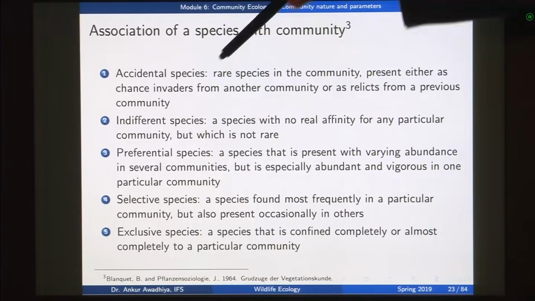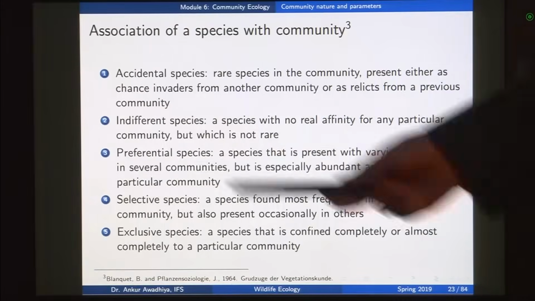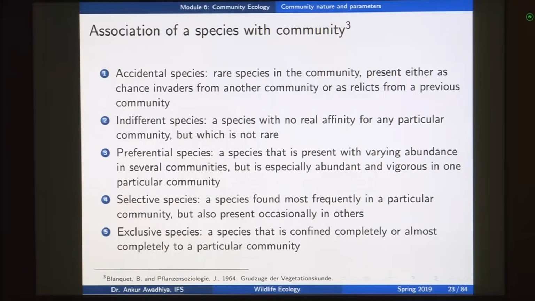Then we can have a greater amount of preference. So, you can have preferential species that prefer a certain community. So, they will be found in different communities, but they will be found in more numbers in a preferential community. Or you can have selective species that are mostly found in one particular community, but then randomly they can be found in some other communities as well. Or you can have exclusive species that are only found in some particular communities. So, the association of a species with a community can show a very wide range of characteristics. So, it can vary from a species being indifferent to a species that is extremely dependent and completely exclusive to that particular community.